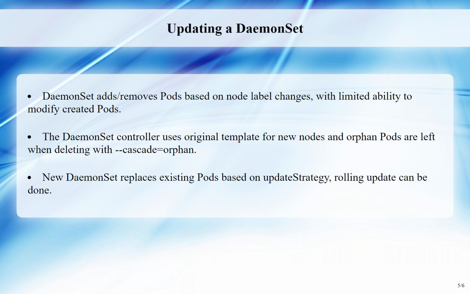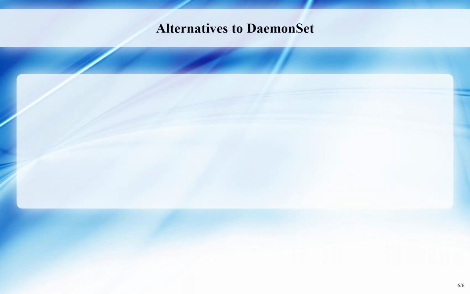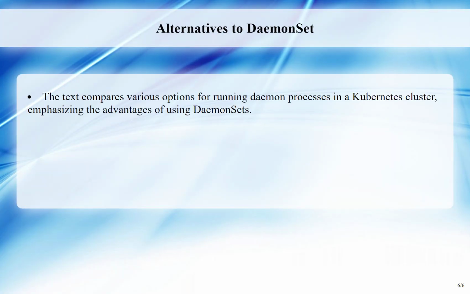Alternatives to DaemonSet. The text discusses the different options for running daemon processes in a Kubernetes cluster, including using init scripts, daemon sets, bare pods, static pods, and deployments. Init scripts allow for direct starting of daemon processes on a node, but using daemon sets has several advantages, such as the ability to monitor and manage logs, using the same config language and tools as applications, and increasing isolation between daemons and app containers.